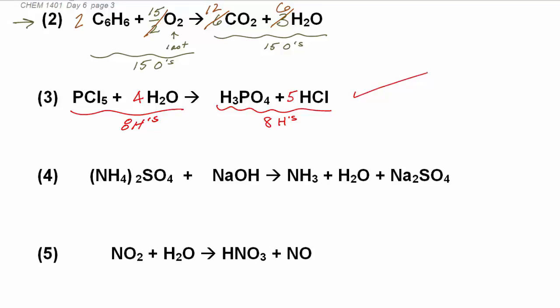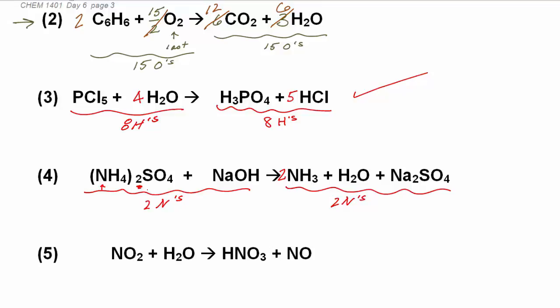Number 4, we don't have any elements by themselves, so just work with what we have here. Let's start with the nitrogens, I guess, right? This 2 means I have 2 of these ammonium groups. So I actually have 2 nitrogen atoms. So over here, I need 2 nitrogen atoms. So let's put a 2 in front of that. Then I would have 2 nitrogens. Okay.